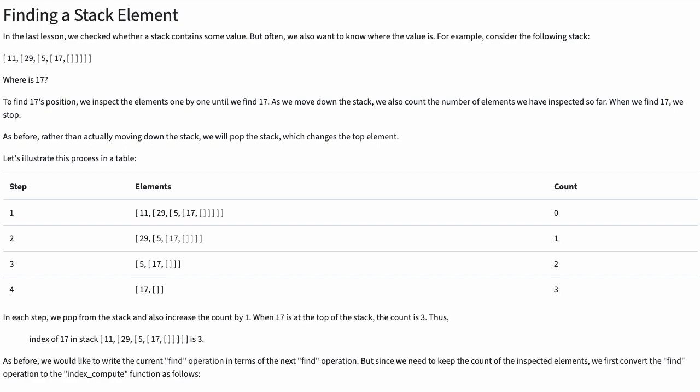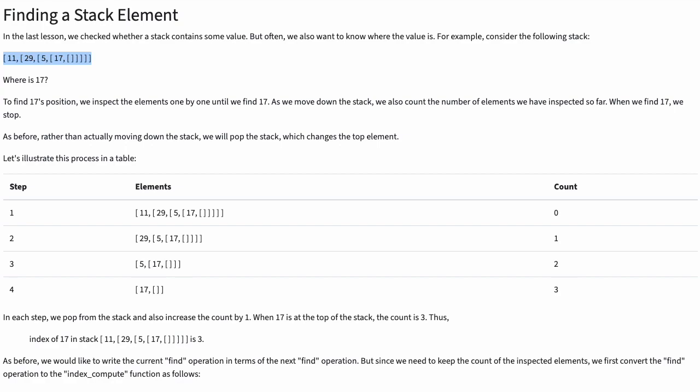In the last lesson, we checked whether a stack contains some value, but often we also want to know where the value is. For example, consider the following stack. Where is 17? To find 17's position, we inspect the elements one by one until we find 17. As we move down the stack, we also count the number of elements we have inspected so far. When we find 17, we stop.